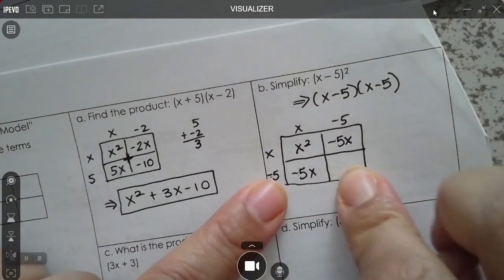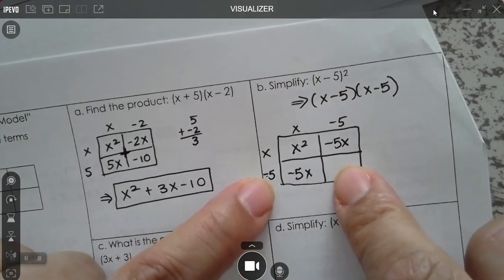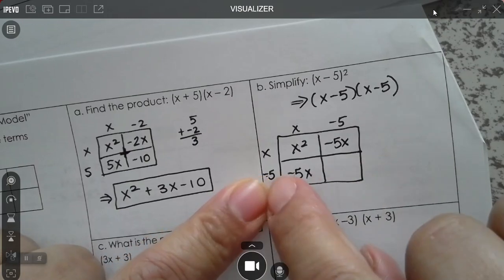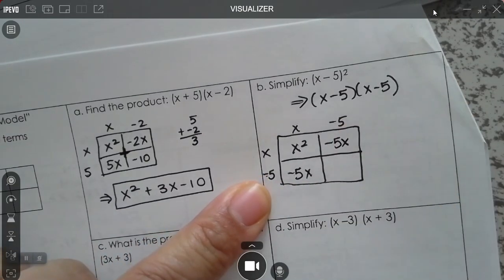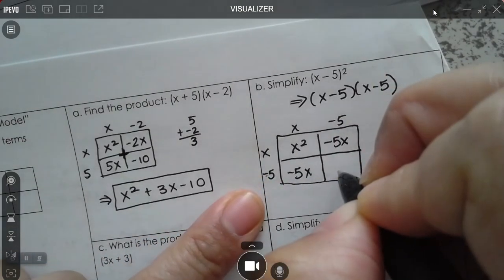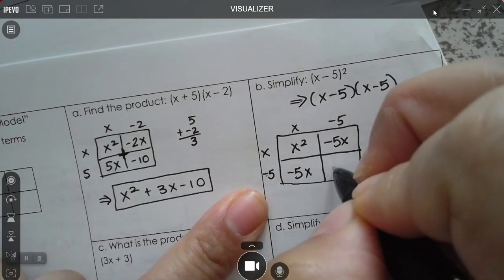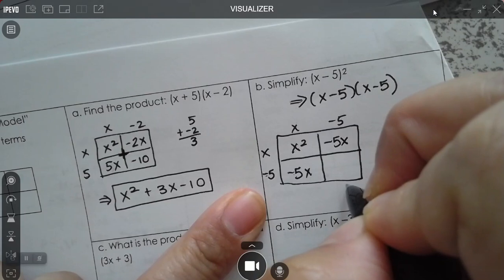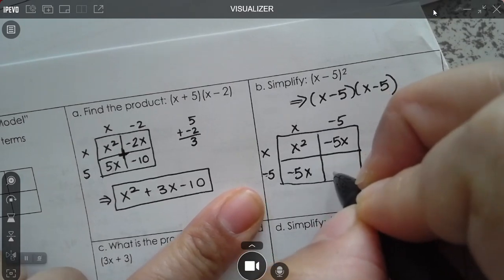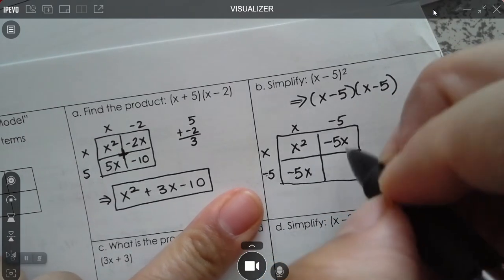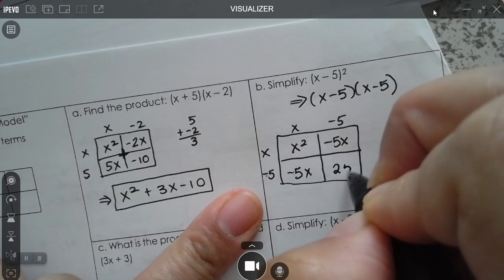Now over here is where you have to be very careful with your integers, okay? Negative 5 times negative 5. No, we're multiplying them. All right, come on, we all have calculators. Negative 5 times negative 5. Exactly, a positive 25, okay?